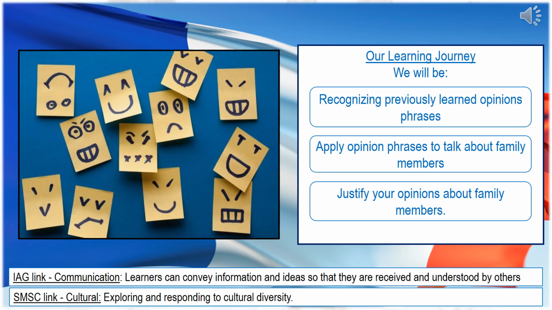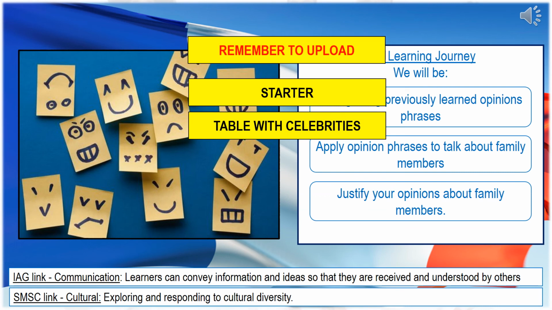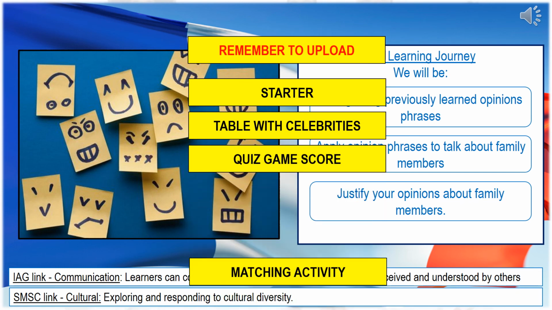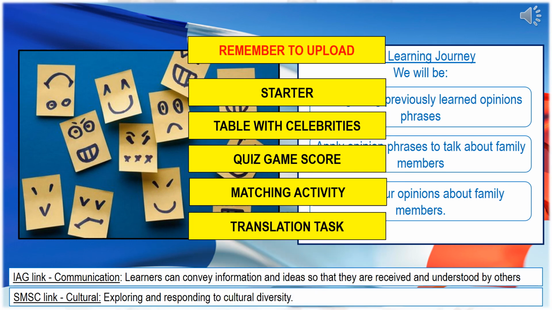Right, so this is the end of our lesson. We have met our learning objectives for this lesson. I would like to remind you to upload the different tasks that you have made for today's lesson. First, the starter, then the table with the celebrities and the adjectives that you would have added onto it, the quiz game score, and the matching activity, and finally the translation tasks. You need to upload all of those exercises on ClassCharts for your teacher to be able to check it.